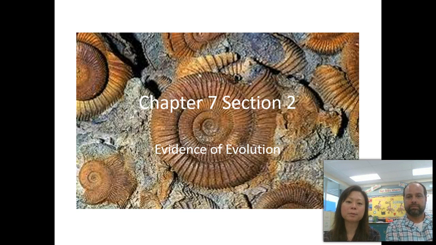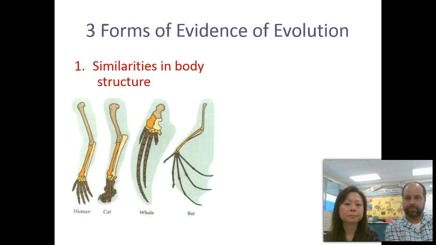We remember from the last section, Darwin came up with the theory of evolution by natural selection. Well, we can't accept it just blindly. We need to have something to back it up, and so we do have some evidence that supports his theory.